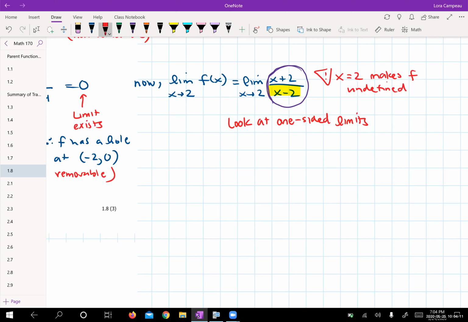So what I mean by that, if we do look at the one-sided limits, let's calculate the limit as x approaches 2 from the negative side, of (x + 2)/(x - 2). And the limit as x approaches 2 from the positive side, (x + 2)/(x - 2) is still the argument.